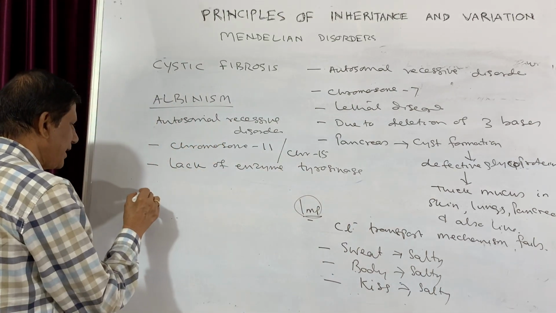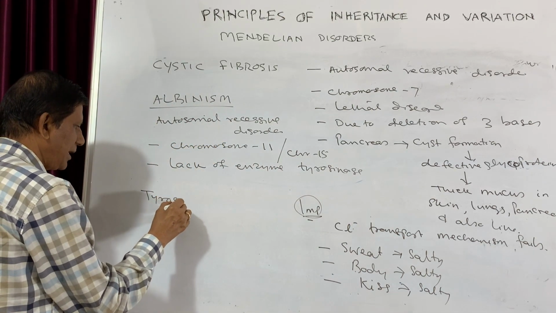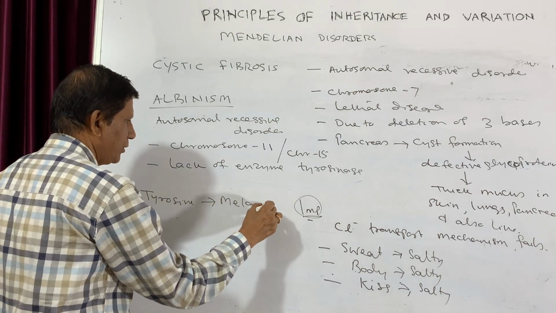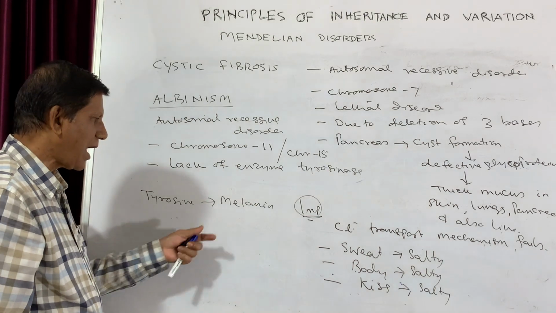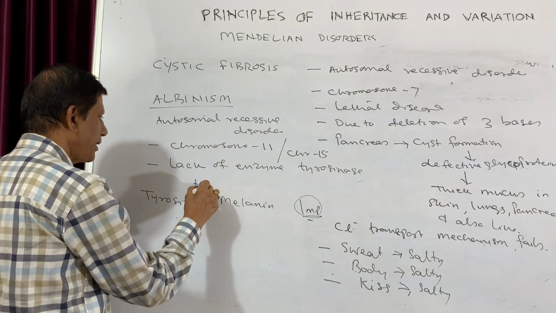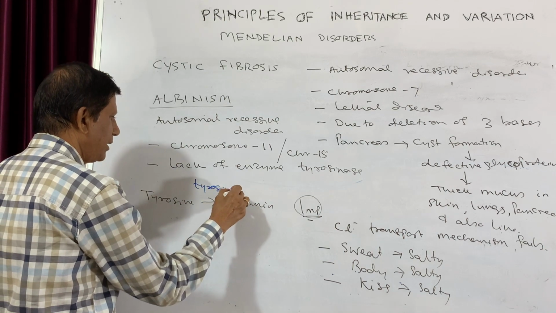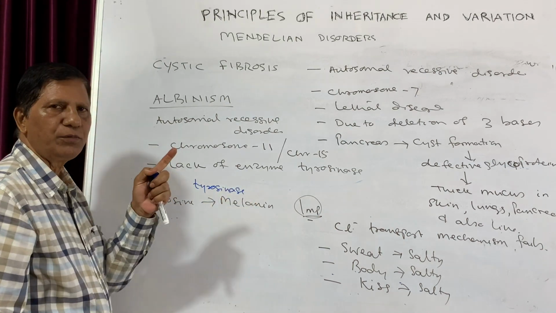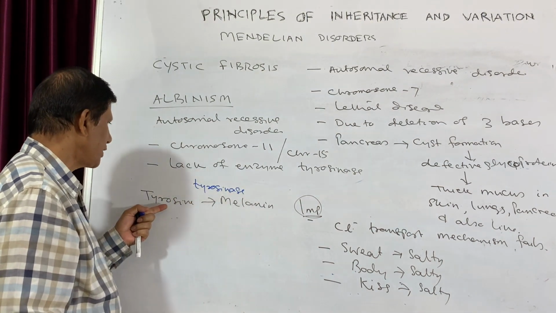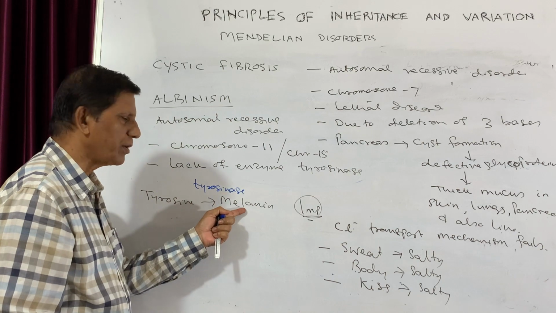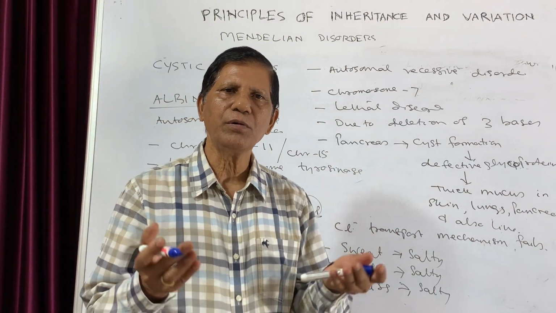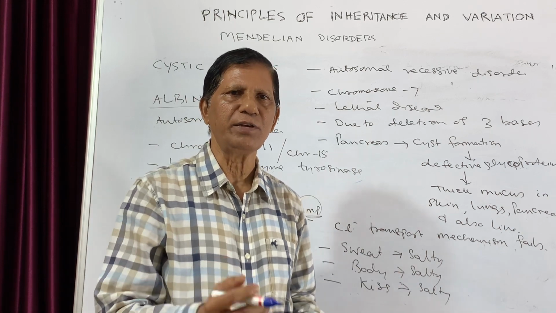Because in our body, what happens? The tyrosine is converted to melanin. So this melanin is our body pigment, and tyrosine is converted to melanin in the presence of the enzyme tyrosinase. Now, if due to a defective gene this tyrosinase cannot be synthesized, that means tyrosine cannot be converted to melanin. That means there is no body pigment. That means the body will look white. That is known as albinism.